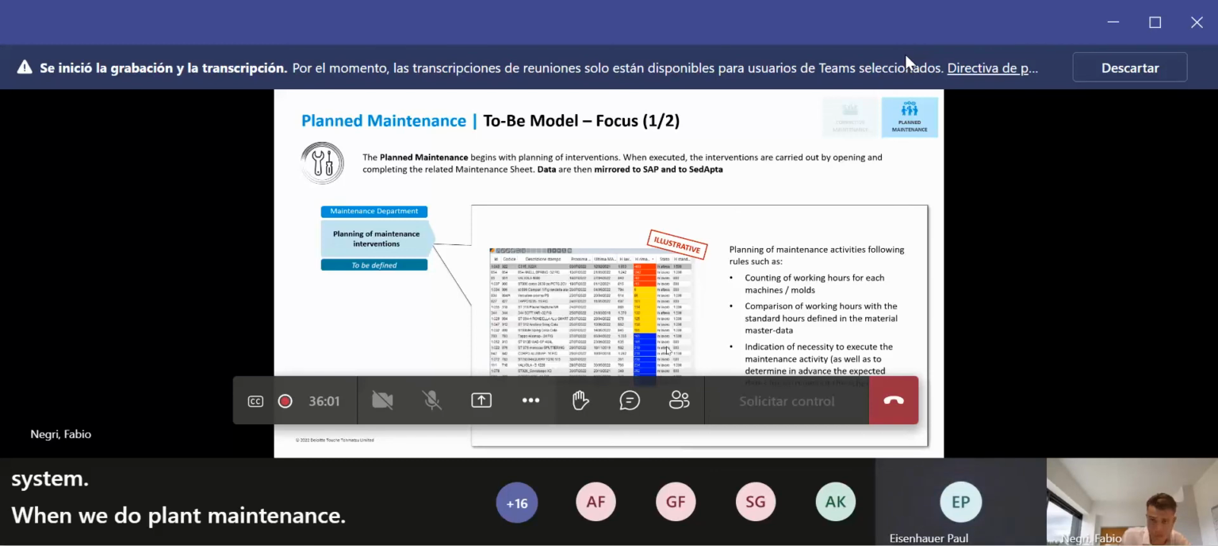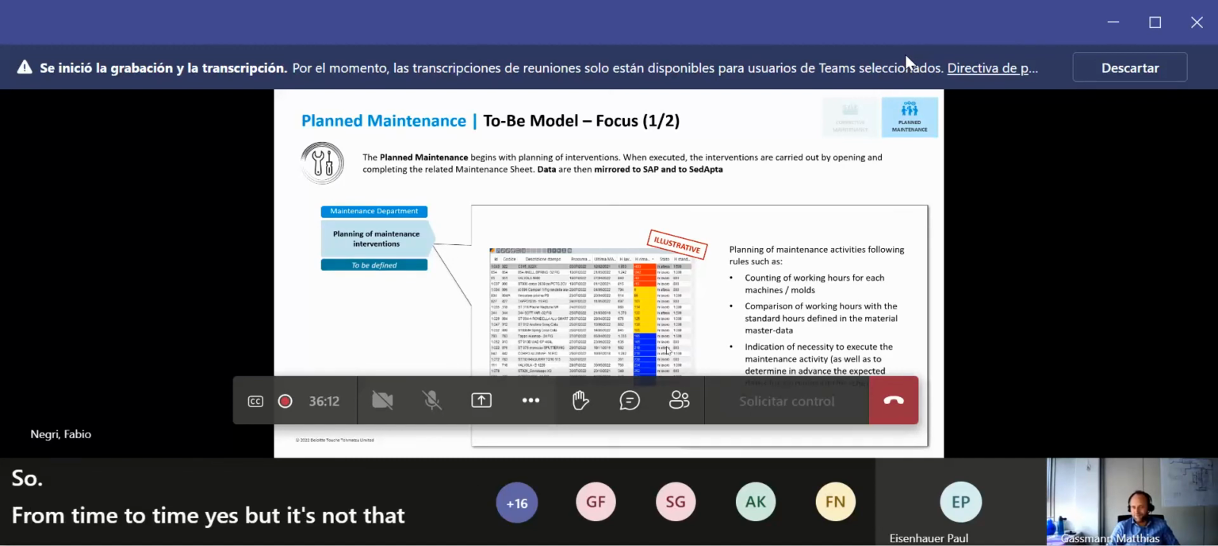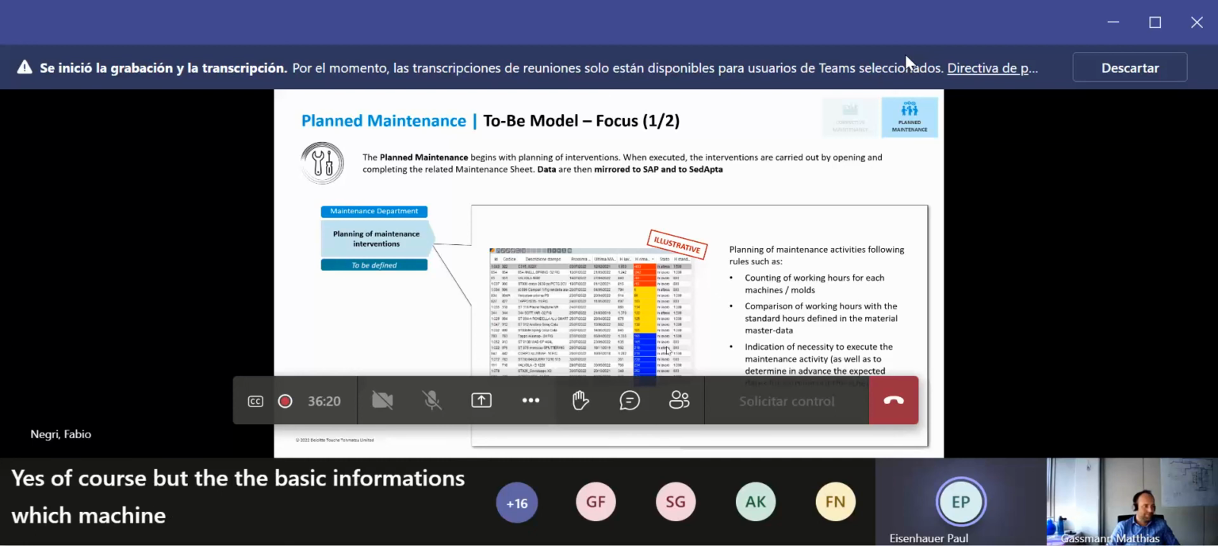But Paul, to be honest, not on a very deep level. From time to time, yes, but it's not that detailed that everyone could do that. Yes, of course. But the basic information, which machine, what is to do, what parts are needed, and which checklist is to be used.